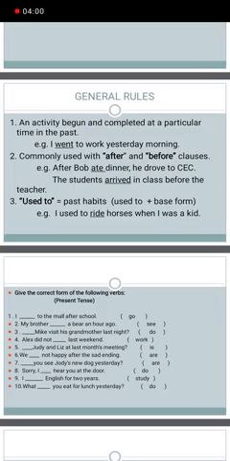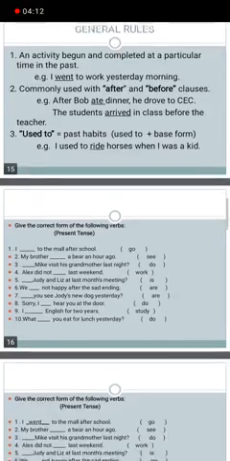And last but not least, used to, past habit, used to, and then we have the base form. For example, I used to ride horses when I was a kid.